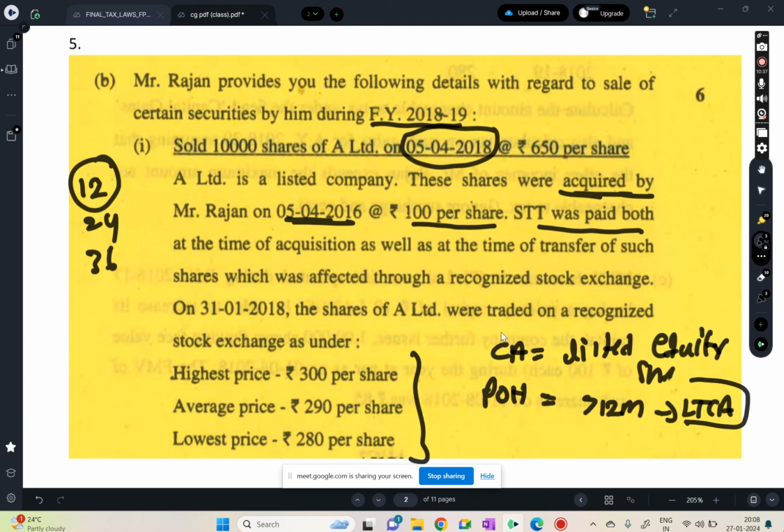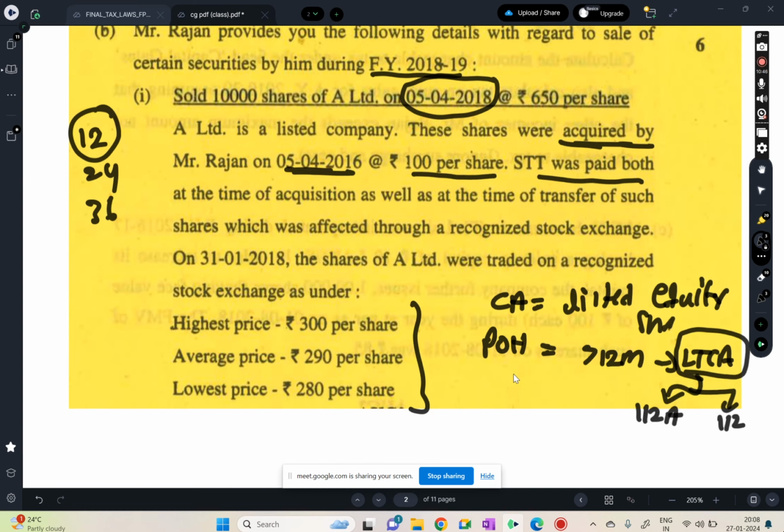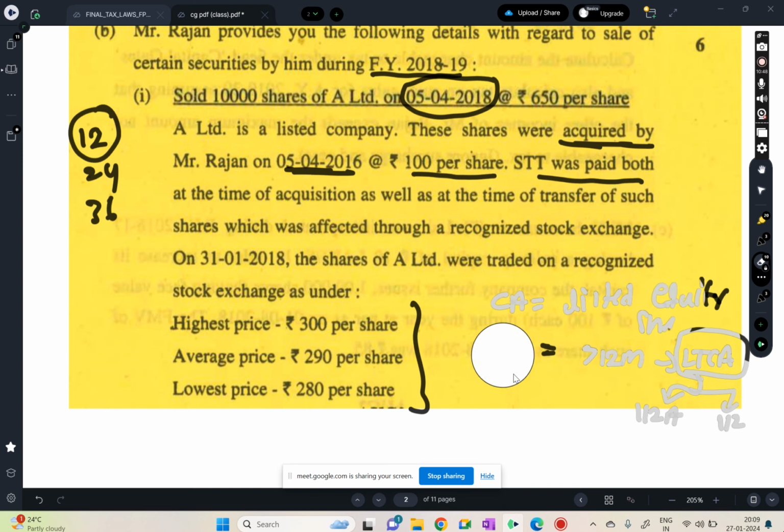Now once we classify this as a long term capital asset, there are two sections, 112A and then 112. So first we need to check whether 112A is applicable or not. Now what are the conditions for 112A? When is 112A applicable?